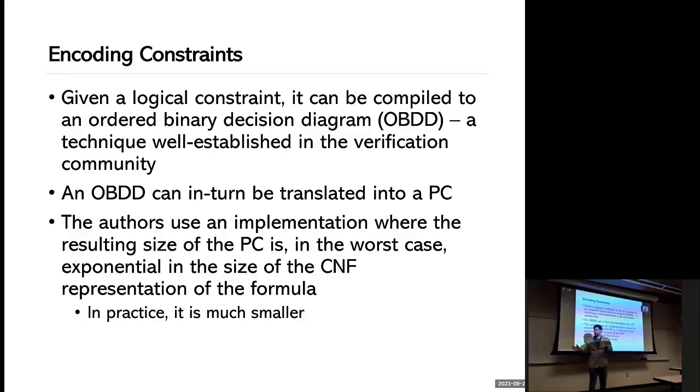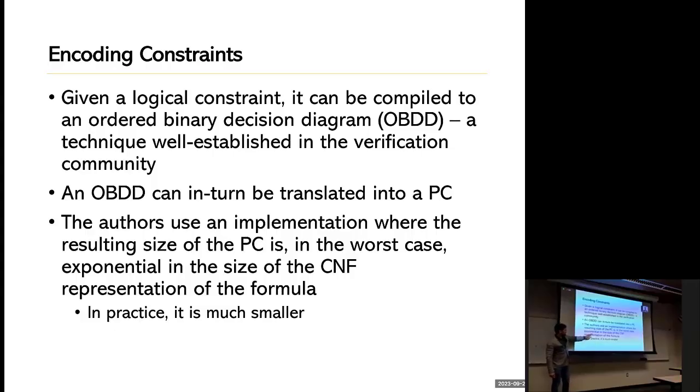And you know, one of the big results in that line of work over the years was, hey, you can take the CTL formula, you can compile it into something like an OBDD, and then that will allow it to play nice with your Kripke structure. Well, previous work prior to this paper shows that the OBDD can be translated into a probabilistic circuit.